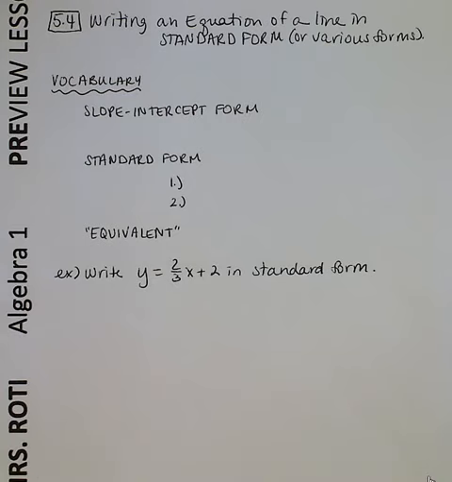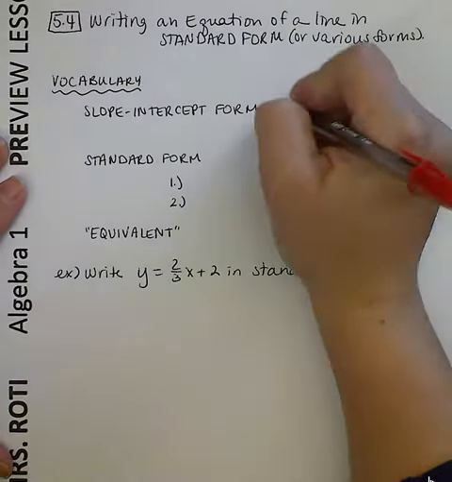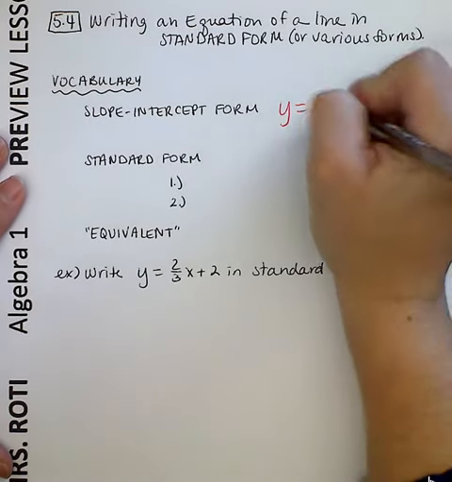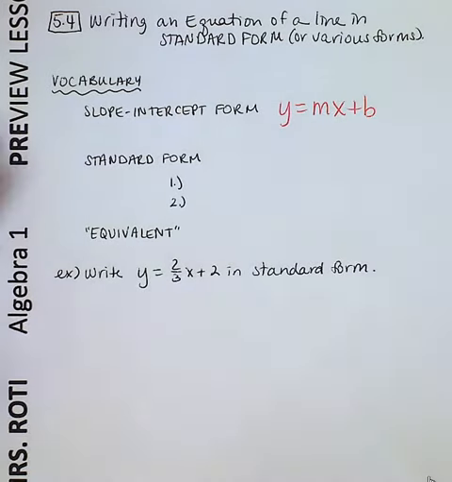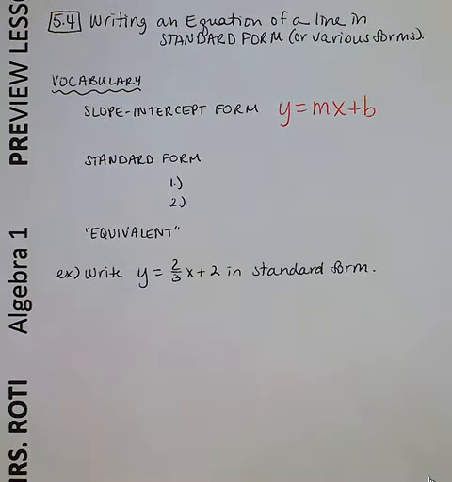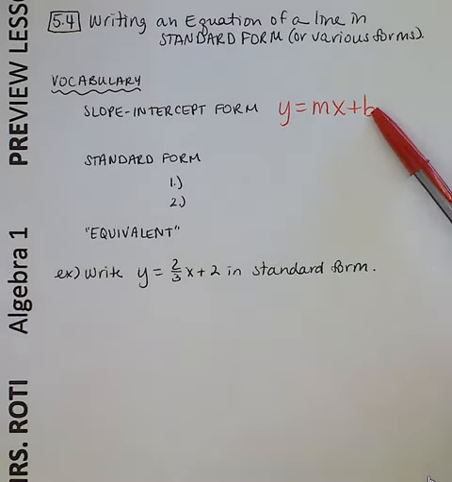In Lesson 5.4, we'll be writing an equation of a line in standard form, or actually some various forms as well. So the first thing we need to do is review some vocabulary. In slope-intercept form, the equation of the line will take the format y equals mx plus b, where m is the slope and b is the y-intercept.